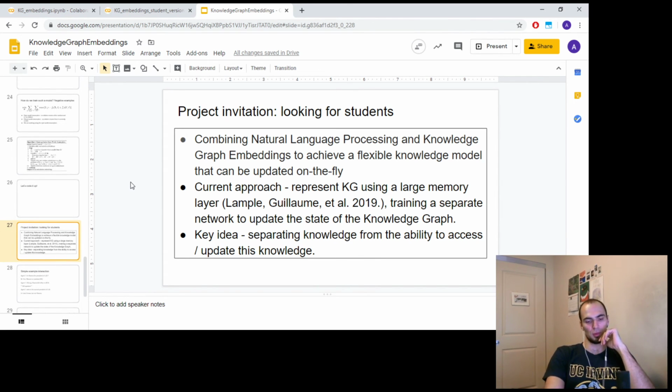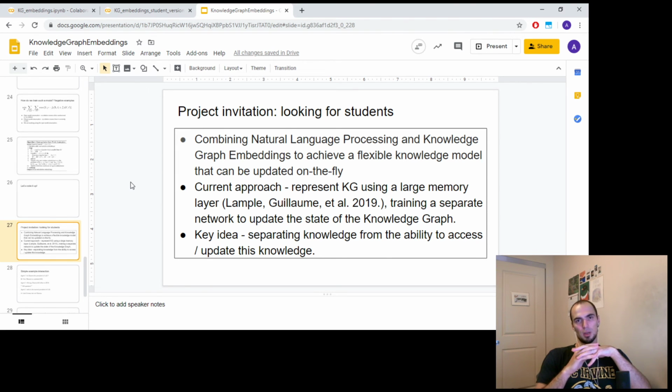And the idea of that project is to focus on more fancy ways of inferring embeddings in a few-shot manner, or even correcting the whole database based on new incoming information. So the project aims to combine natural language processing and knowledge graph embeddings to achieve a more flexible knowledge representation.